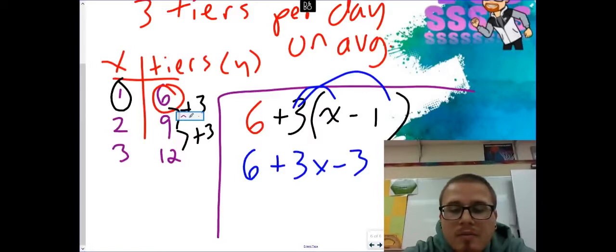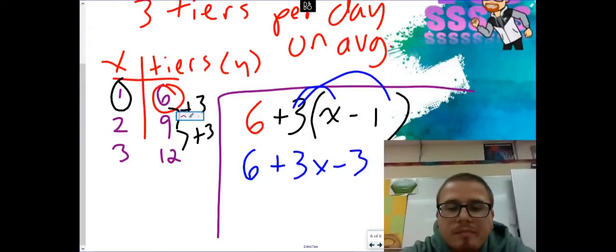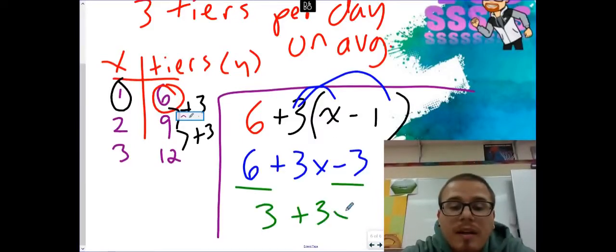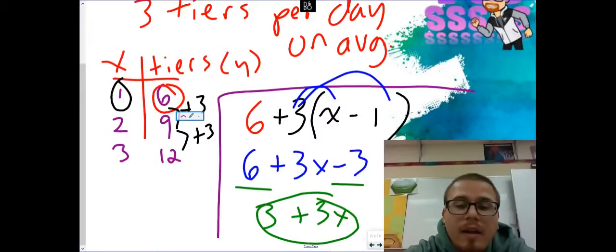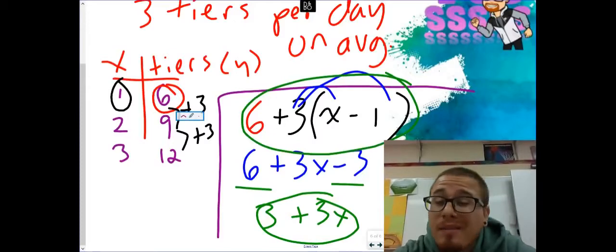Then we've got to do some CLT, some cucumber, lettuce, tomato sandwiches. Throw a little hummus on there. 6 minus 3 is 3, or 6 with a negative 3. So 3 plus 3x is my expression. Just a reminder, these are equivalent. Things in math that are equivalent have the same value. They do the same thing. If you don't believe me, test it out.